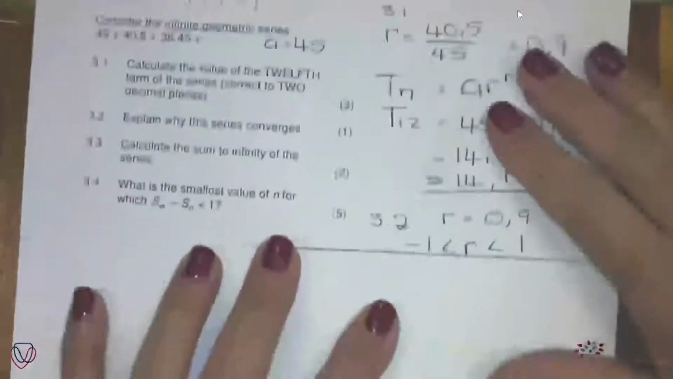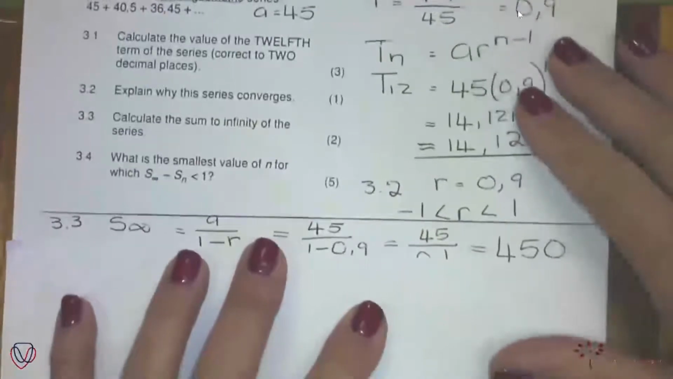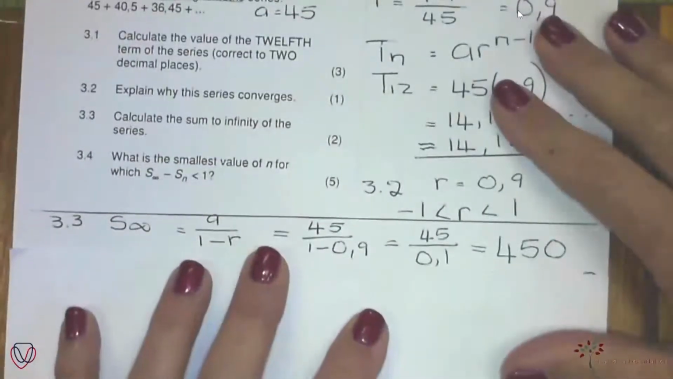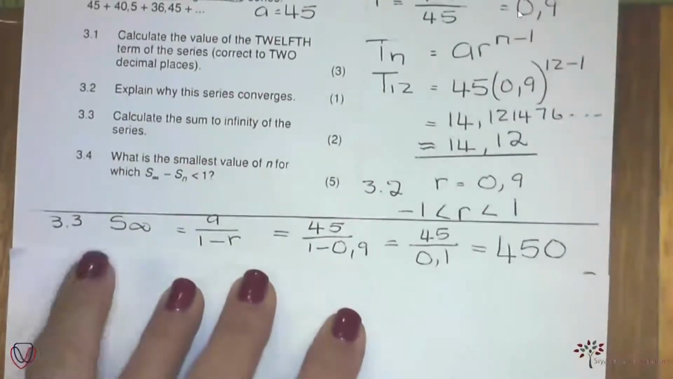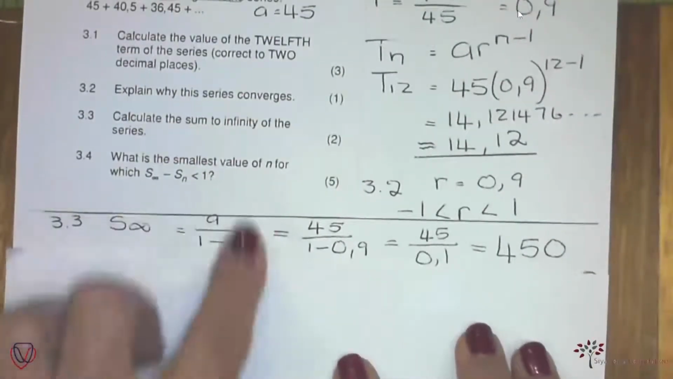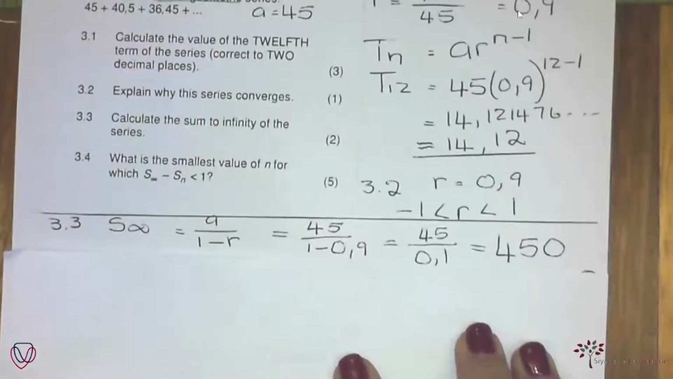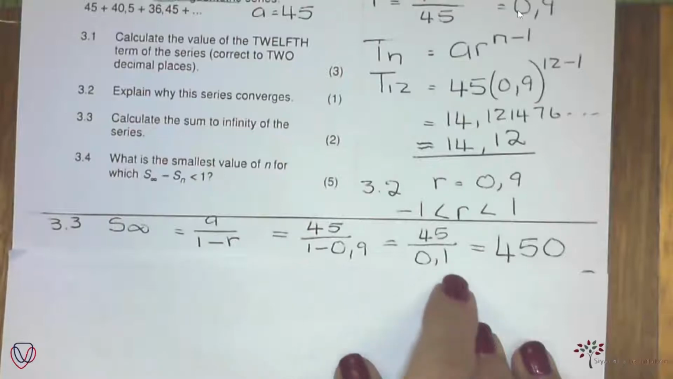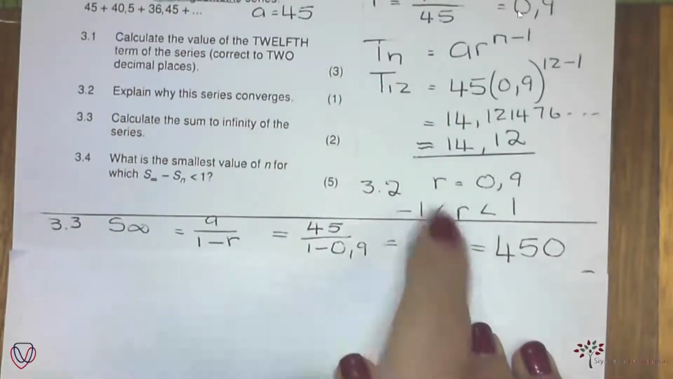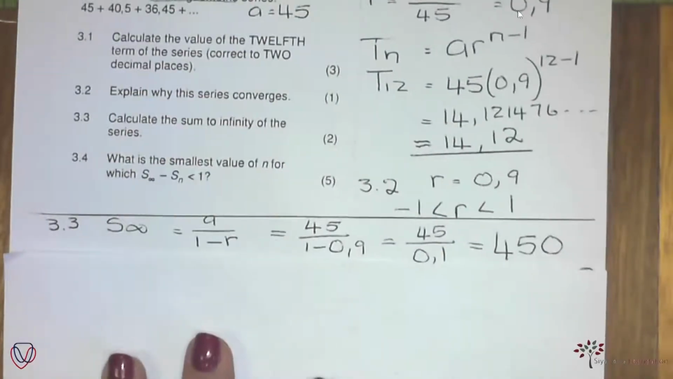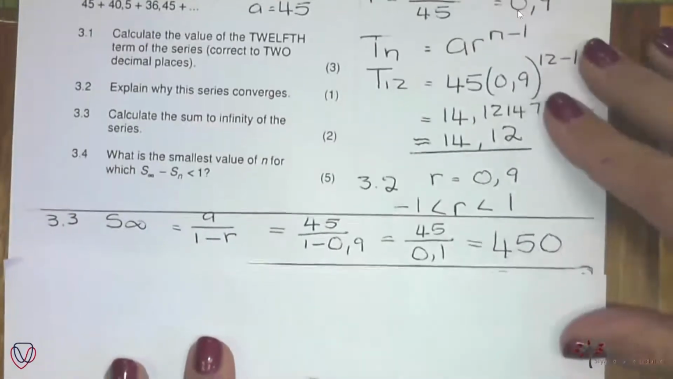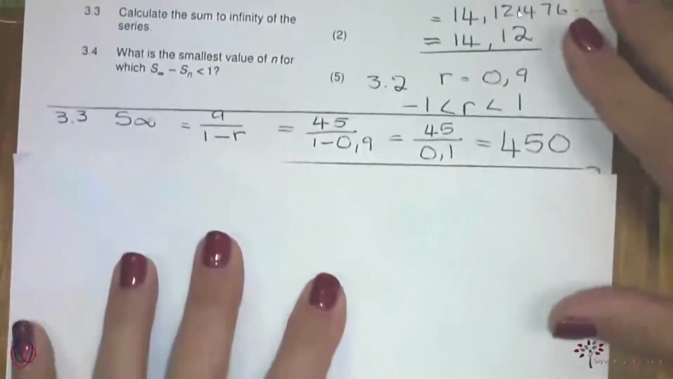Let's have a look. Let's go to the next question, 3.3 there. Calculate the sum to infinity now. Sum to infinity is one of the easiest questions that they can ask you. That's your formula for sum to infinity. You know it by now. You put a there, you put r there. This gives you 0,1, and 0,1 divided into 45 will give you 450. And that is the sum to infinity. Have you got that? Let's go to question 3.4.